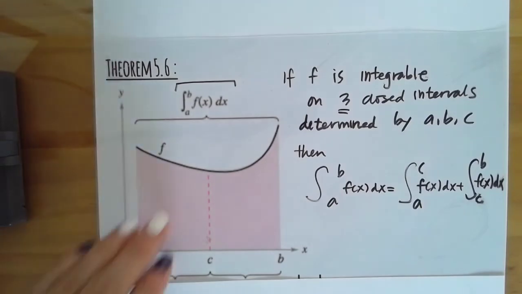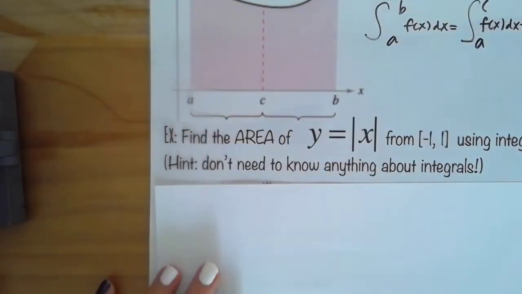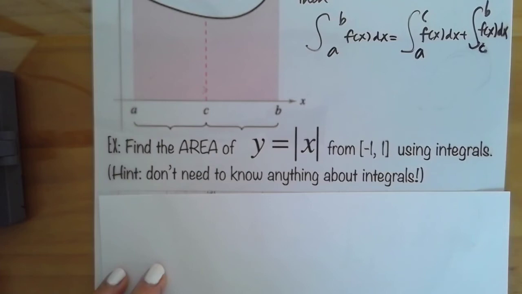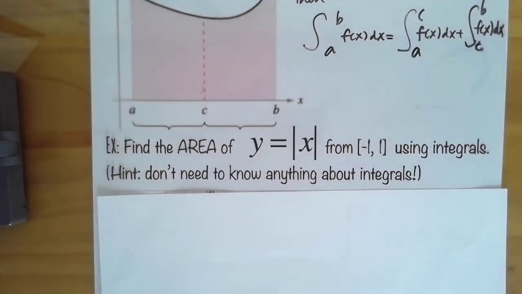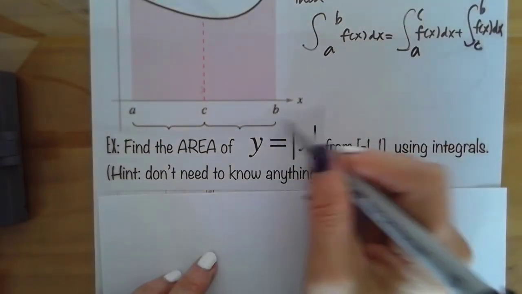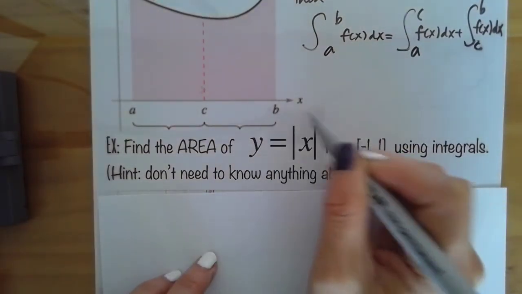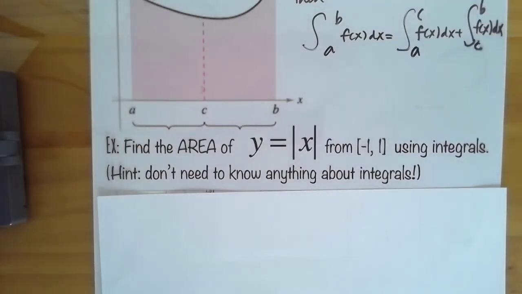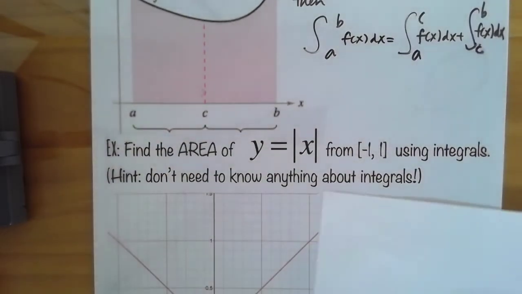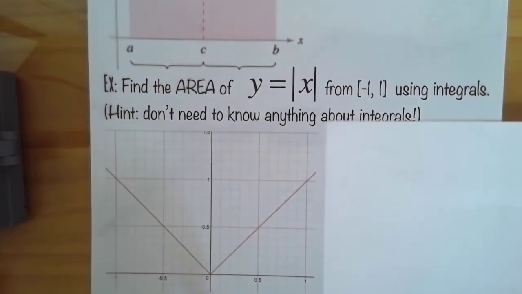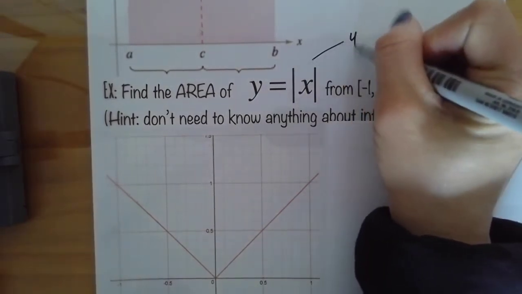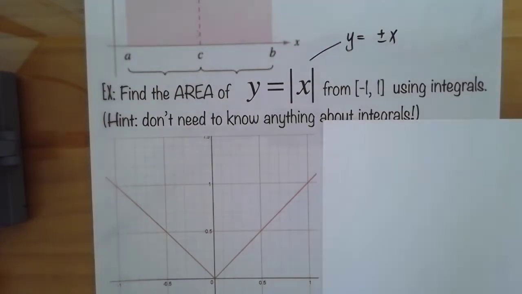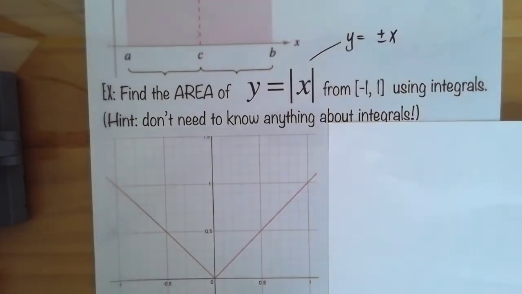All right, let's try one. Find the area of y equals absolute value of x from -1 to 1 closed interval using integrals. And honestly, you don't need to know anything about integrals. Imagine this function. What does this look like, right? Okay, so you're right, it does look like this. We know this because you've probably done it a ton of times. This is from 0 to 1, right? Because this is actually equal to plus or negative x, right? That's the absolute value, and these are the equations for it.